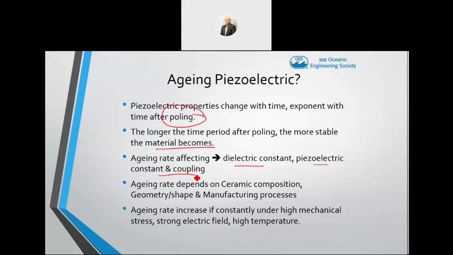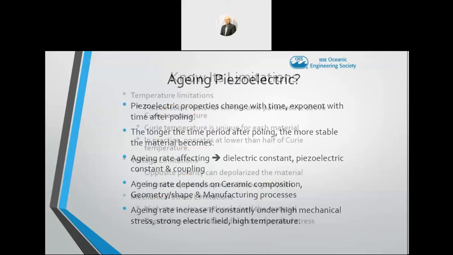So the aging rate depends on the ceramic composition, the geometry and shape, as well as the manufacturing process of your ceramic disc or of your activated piezoelectric material. Aging rate increases if it is constantly under high mechanical stress, strong electric field, and high temperature. This is why we always want to plan the storage of our transducers pretty well, because it will affect the quality of the activated piezoelectric materials inside your sensors.